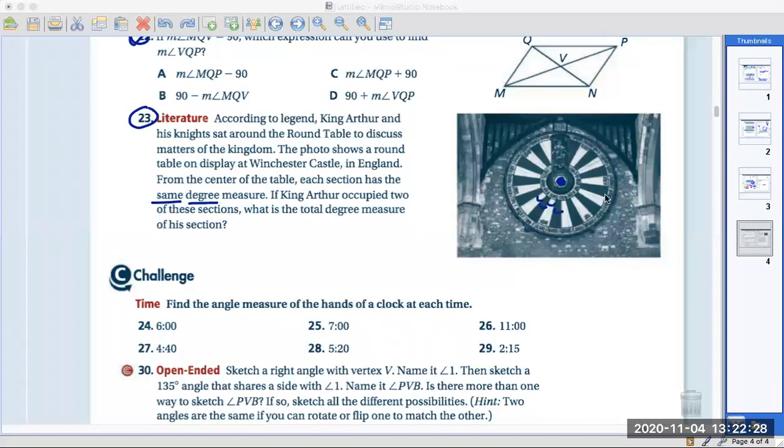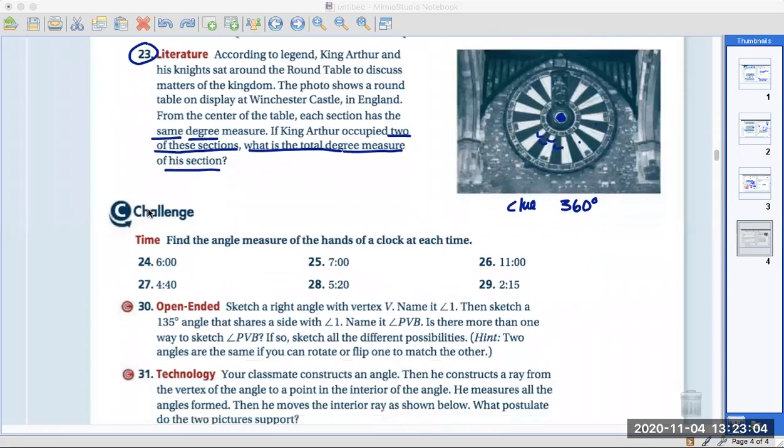Now you know the whole circle is 360, right? So you need to see how many degrees each of these segments has. And because they're all the same, you can find that. King Arthur occupied 2 of these sections. What is the total degree measure of his section? So he has 2. So you need to find 1 and then multiply it by 2. Okay, that's the clue: the whole circle is 360, and it's the same degree measure for each.